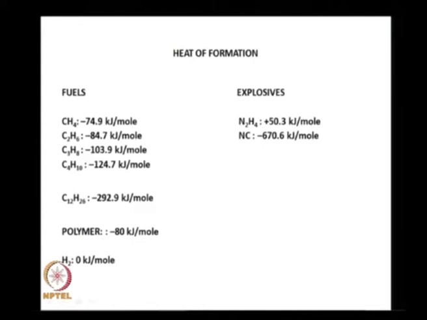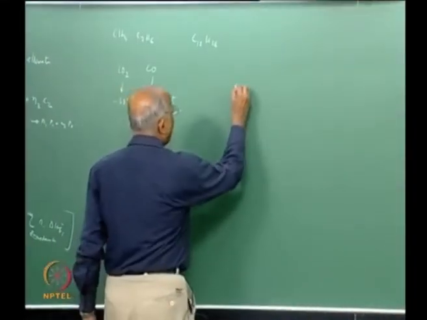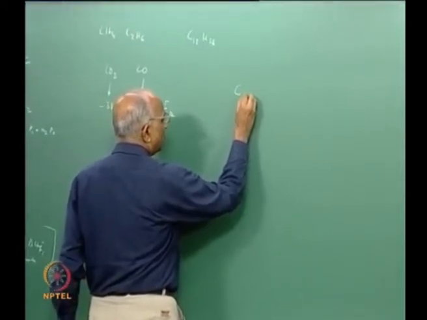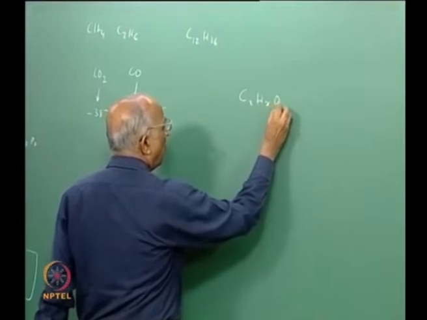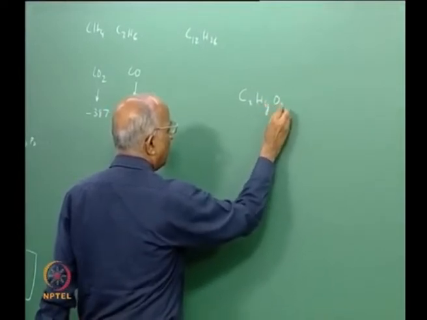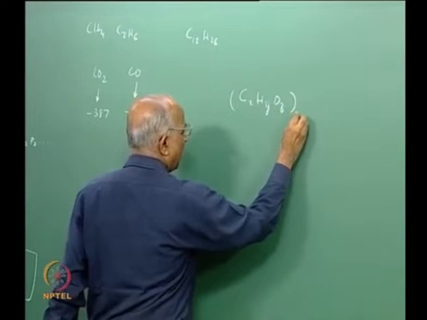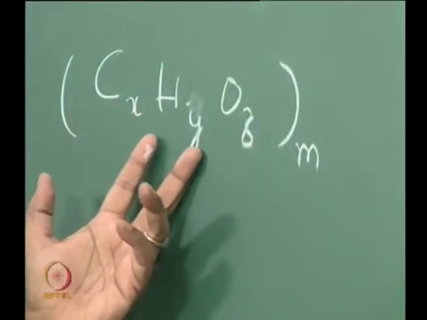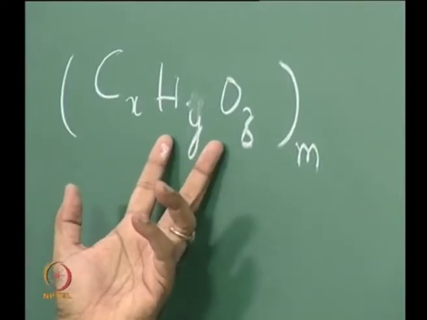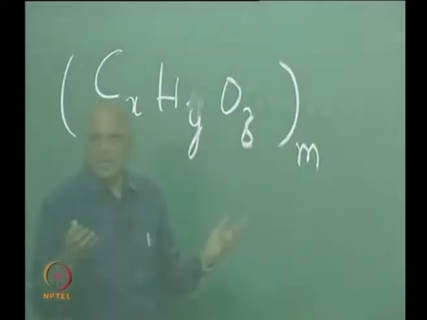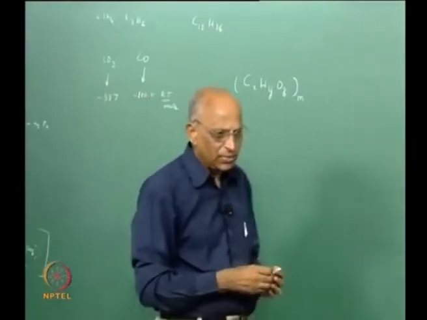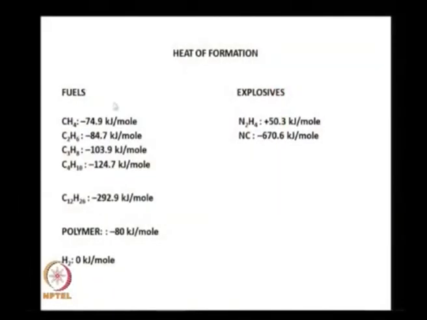Polymer is a slightly different animal in the sense we are looking at something like a chain which consists of maybe CxHyOz, and it keeps on as chains, maybe m times, it keeps on proliferating like this. We find that the heat of formation of some of these polymers, and we will look at polymers in some detail like polybutadiene and all that when we deal with solid propellants, have a heat of formation as shown in this slide as something like minus 80 kilojoule per mole.